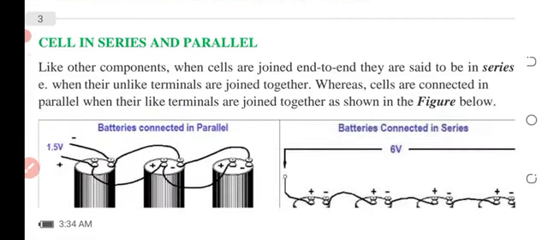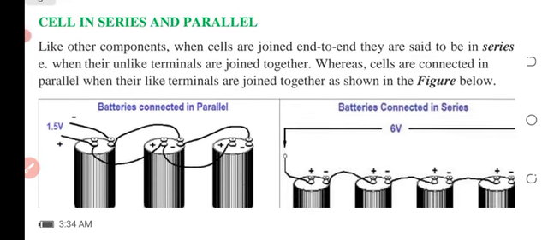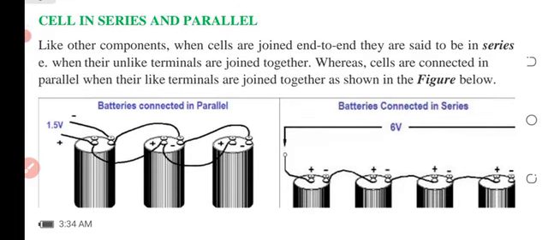And lastly, we are looking at cells in series and parallel. Like other components, when cells are joined end to end, they are said to be in series. That is, when we connect their unlike terminals together, positive to negative terminal, that is when we say cells are in series. And once they are connected in parallel, that is when we have the like terminals joined together. That is when positive is connected to positive and negative is connected to negative. That is when we have a parallel connection in the cell.